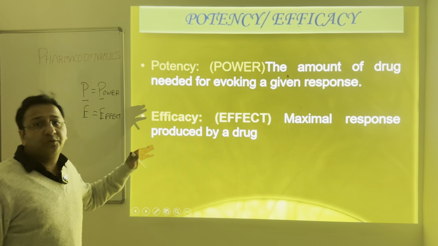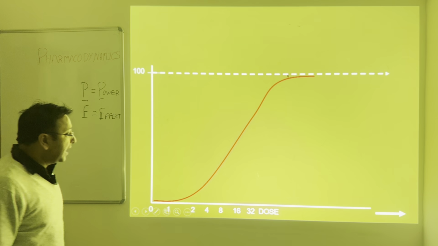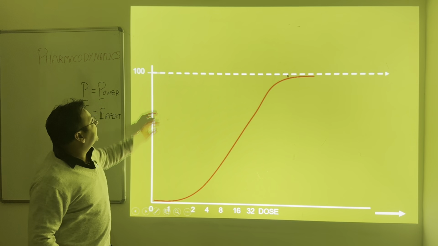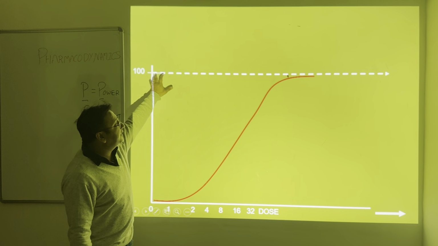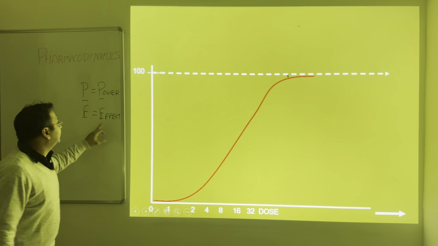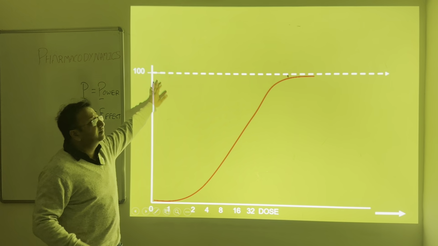So this is the difference between potency and efficacy. This is very important from your exam point of view also. So this is the graph. We show the efficacy by demonstrating this line. This is the dose effect relationship. Efficacy is the maximum effect. Maximum effect is this one. The efficacy is the maximum effect.